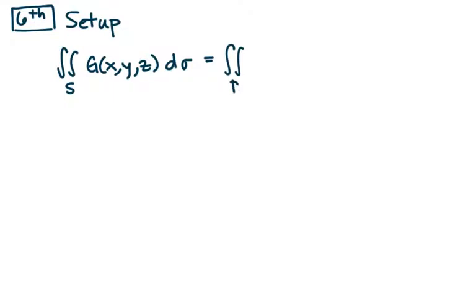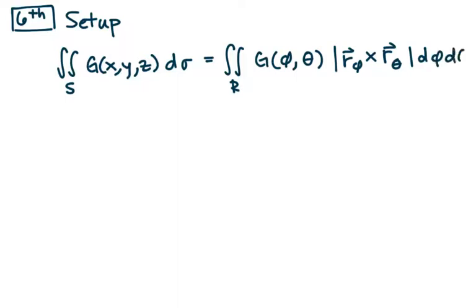So by definition, the formula for a surface integral of a scalar function where the surface is defined parametrically, we're going to say that's the double integral over the surface of g of x, y, z, d sigma. Well, we're going to redefine that, and we're going to say that's the double integral over the region of g of phi, theta, times the magnitude of the cross product of r phi crossed with r theta, and then we'll have d phi, d theta.